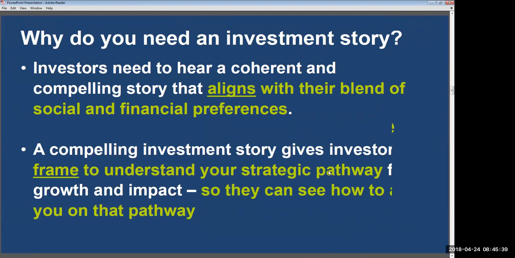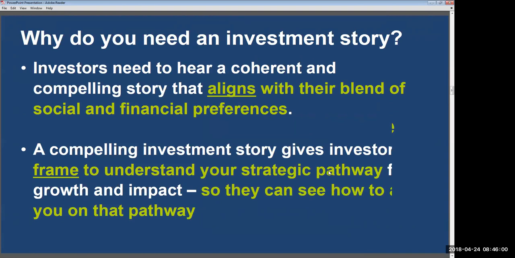So, the key of this is that every interaction with an investor is actually an opportunity to persuade them to dig deeper with you. And so what you want to do is you want to give them not only a coherent and compelling story, but you need to align it with their blend of social and financial preference.